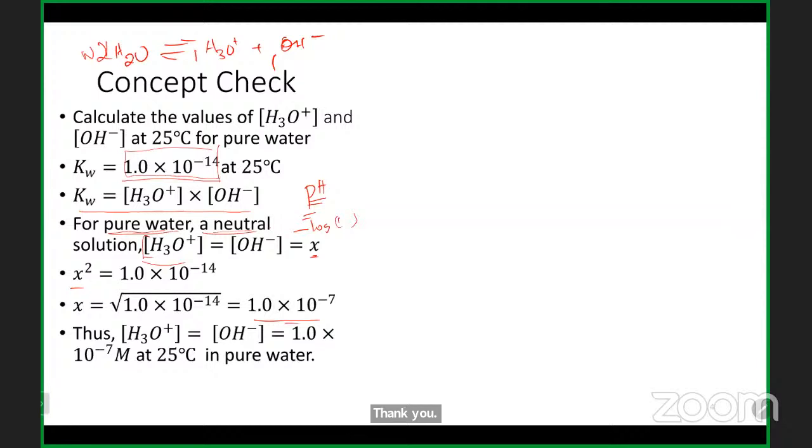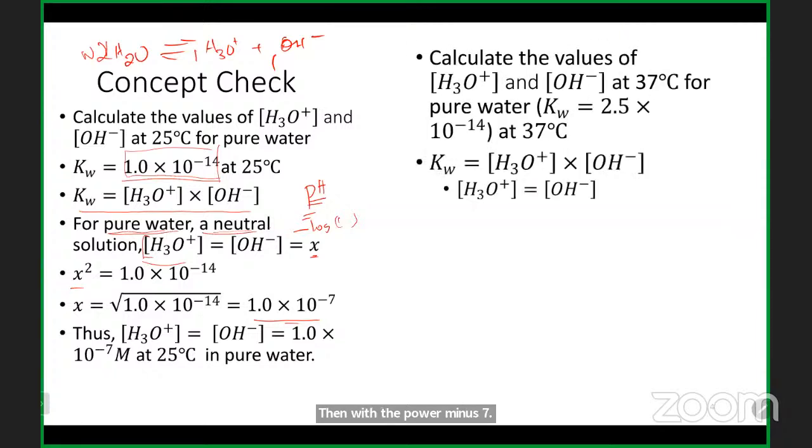If we were to calculate it at a different temperature, at 37 degrees, for example, the ion product constant for water is 2.5.